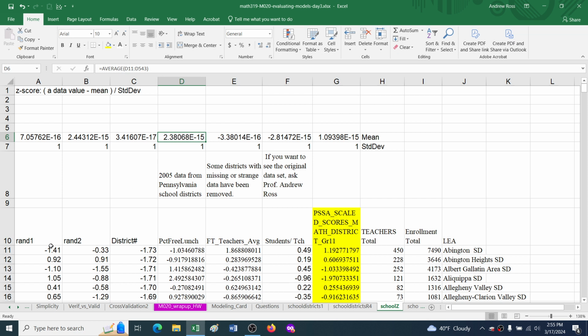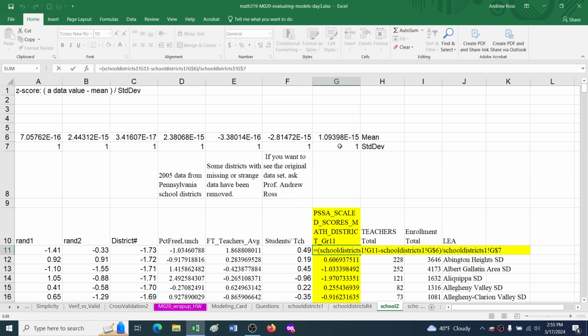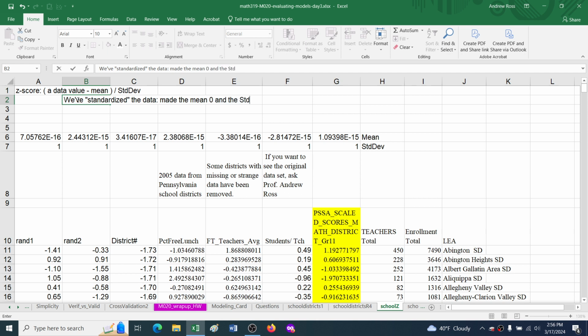So for each of these columns, I'm computing the z-score. I don't really have to do it for this kind of regression that I'm about to do for the y variable, but that will come in handy later, so I'm computing z-scores here as well. So now that we've got everything standardized, let's write: we've standardized the data, made the mean 0 and the standard deviation equal to 1.